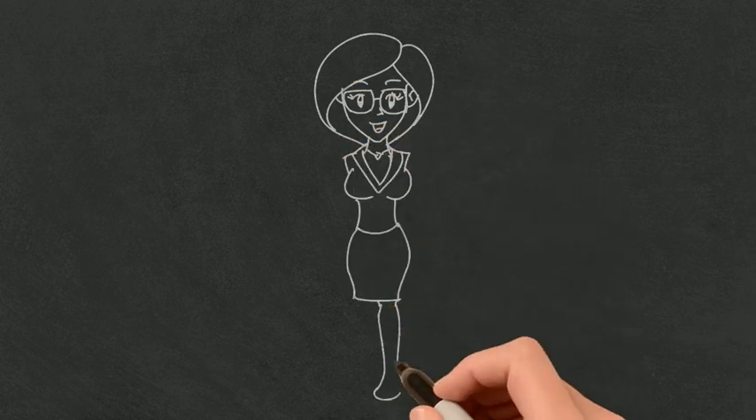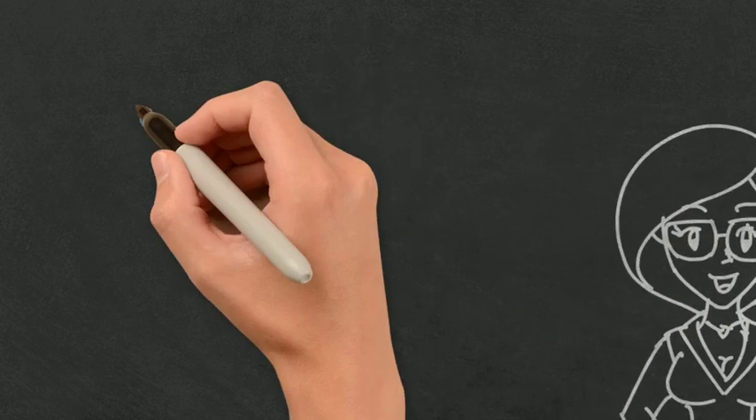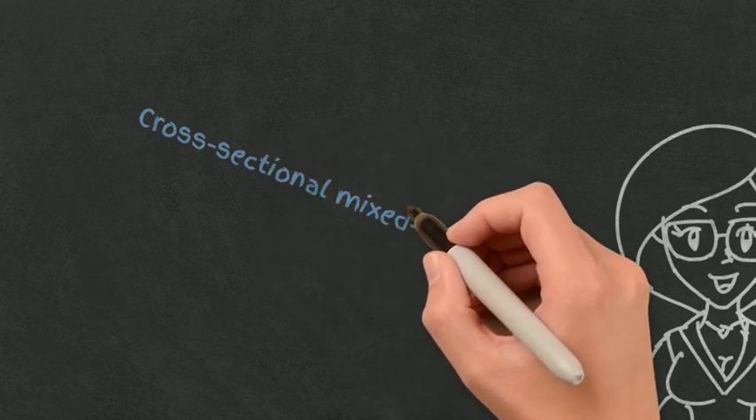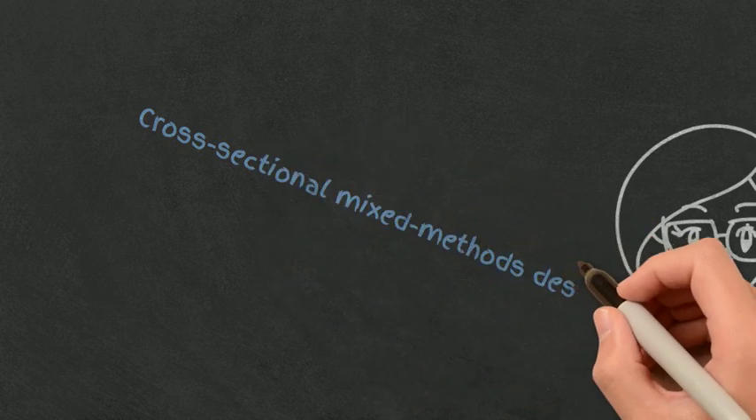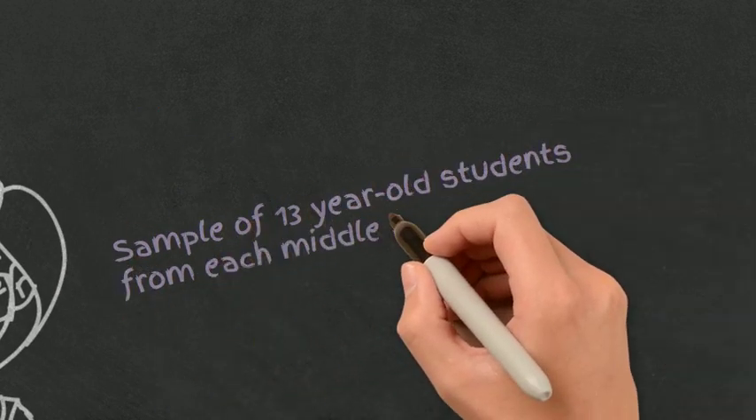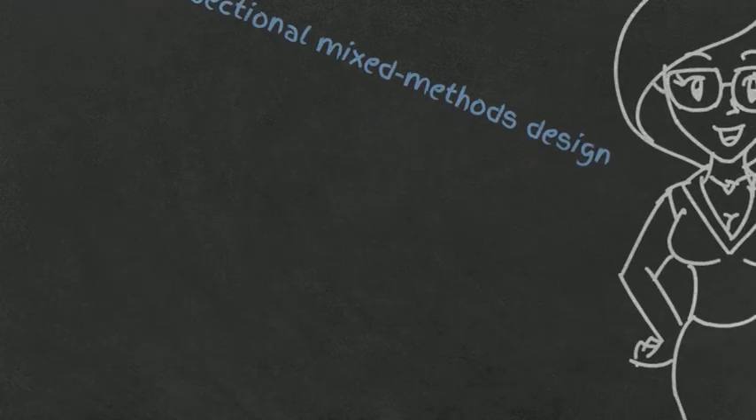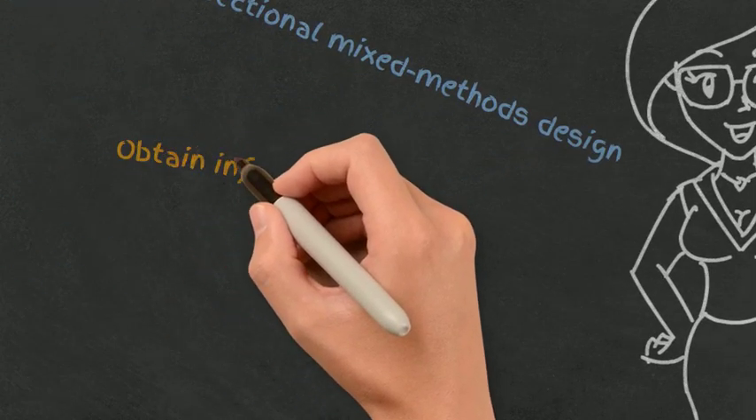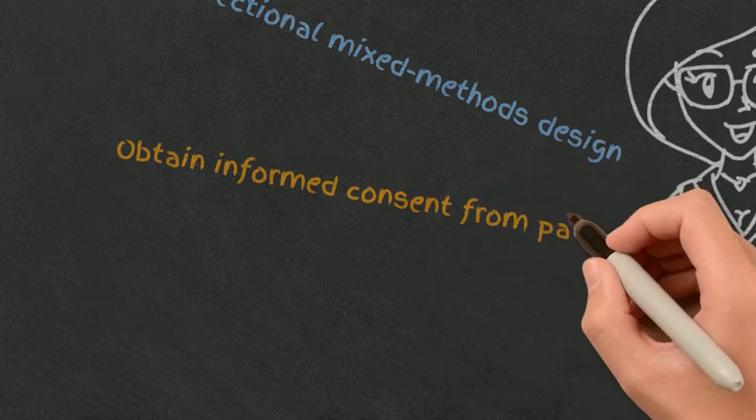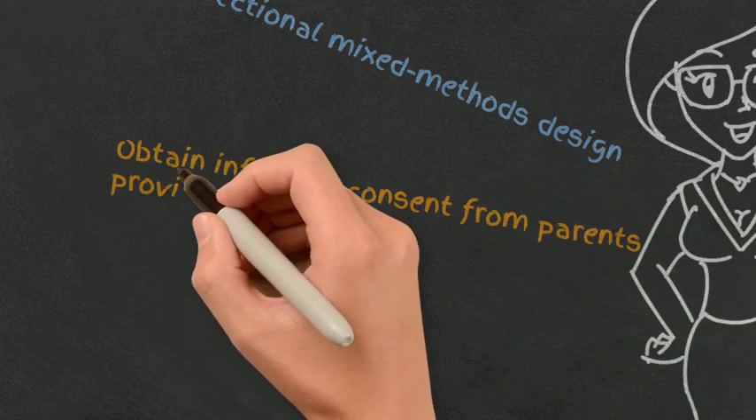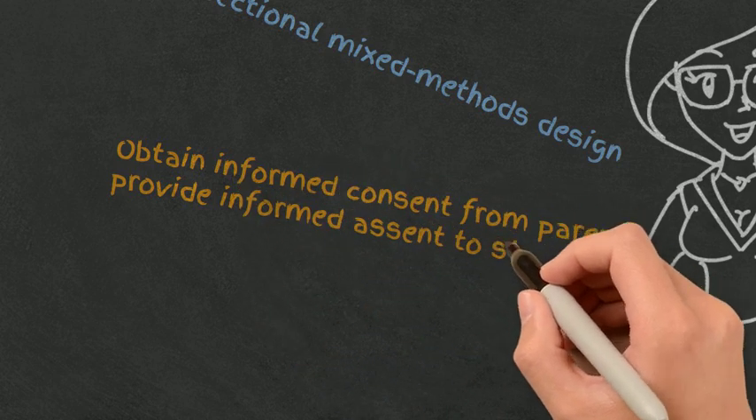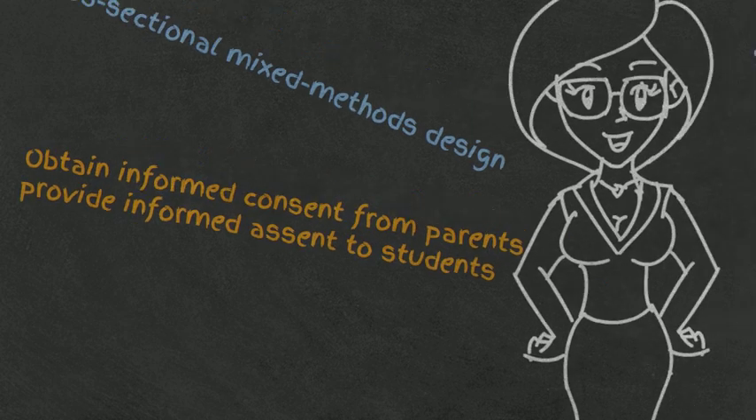Now, based on the stuff we've learned in this video, it's likely that you might want to write a research proposal to conduct a cross-sectional mixed method study. You'll probably suggest taking a sample of, say, all 13-year-olds from every middle school in our city. You'll obtain informed consent from parents, because remember, 13-year-olds cannot consent. You'll let the kids feel like they are consenting by providing them with something similar, informed assent. You'll design a survey that is theoretically based and you'll distribute it to your sample.